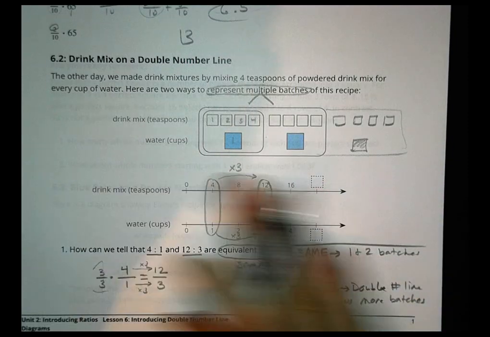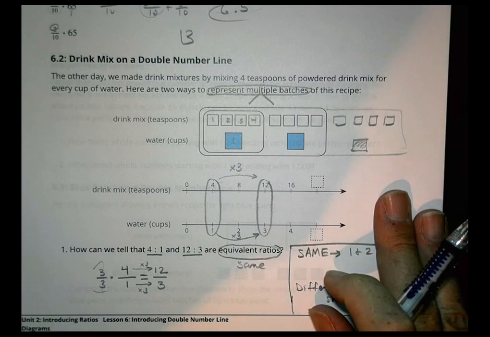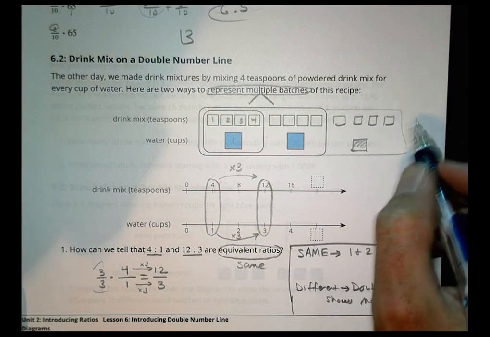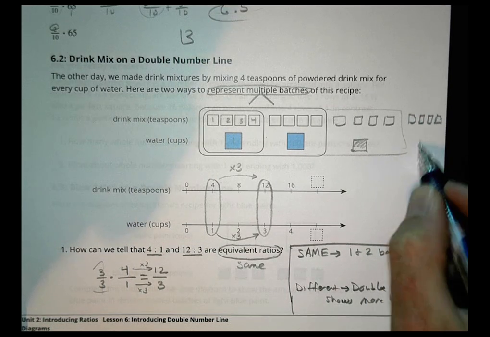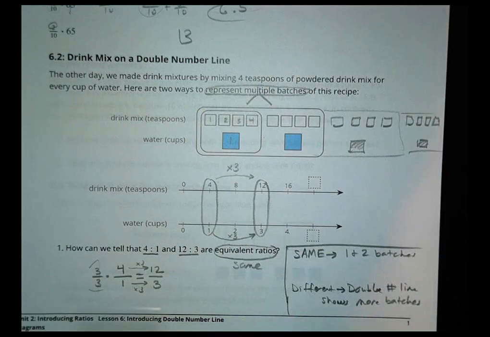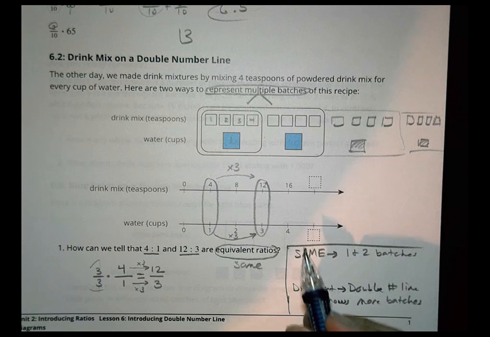So the double number line allows me to show the different ways to make this batch and not have to draw the pictures again and again and again, right? I could keep drawing more squares every time, but that's going to get kind of cumbersome after a while. A little bit annoying, actually, if you have to keep drawing a picture every time you want to add another batch. This is much easier to do there, isn't it?